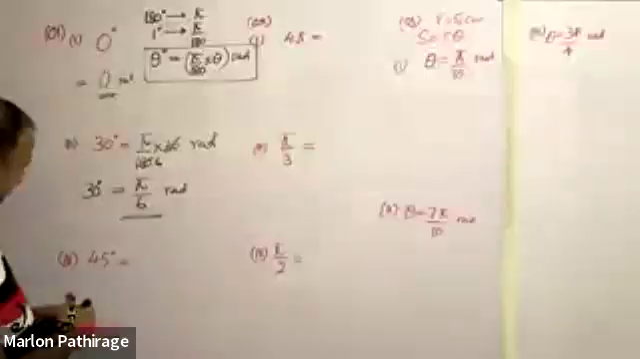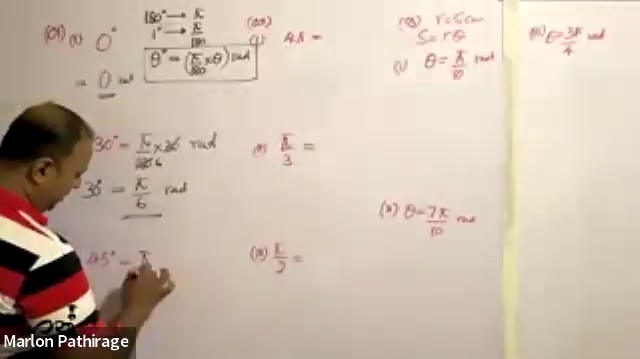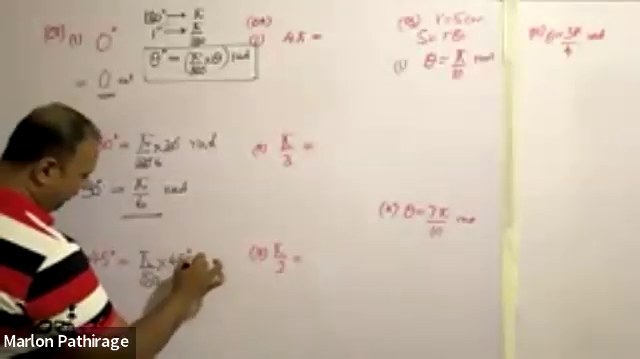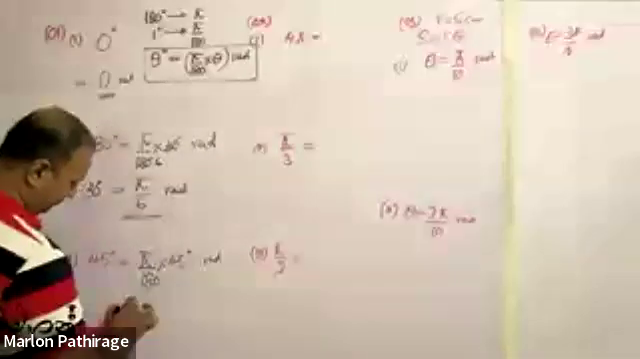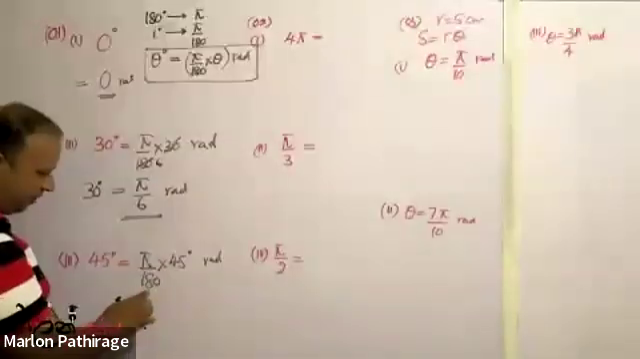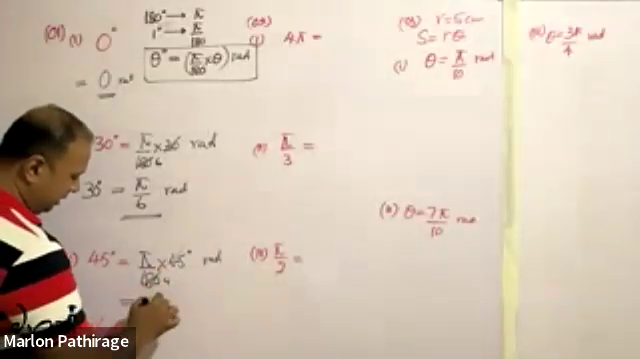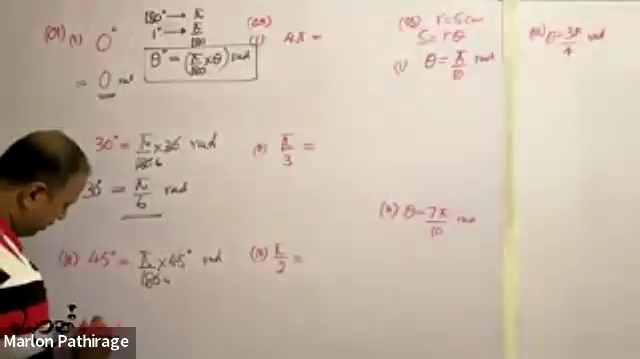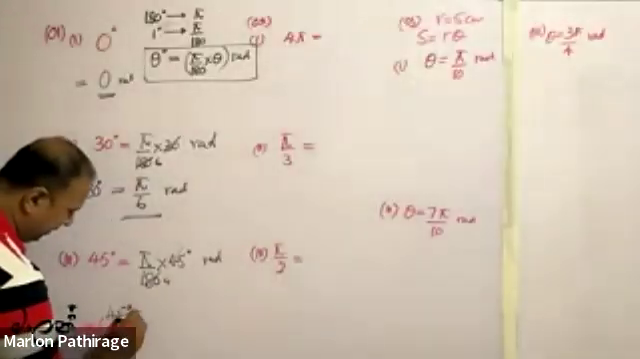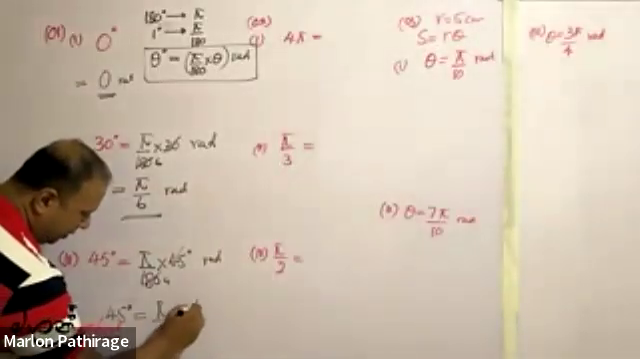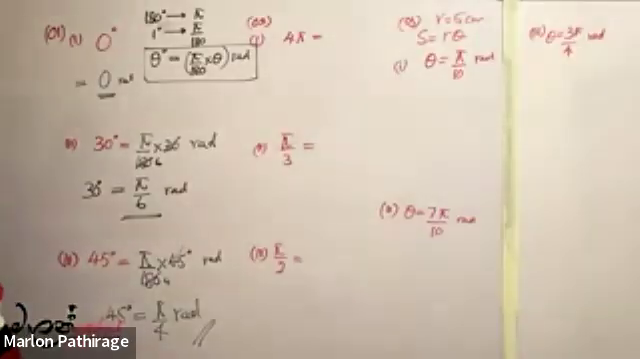Then this one, you have to multiply this one by 5/180. 5/180 into 45 radian. 45 to 180 is 4. Therefore, 45 degrees equal 5/4 radian.